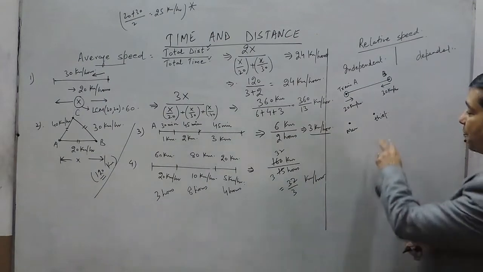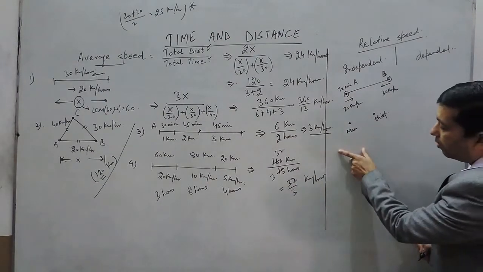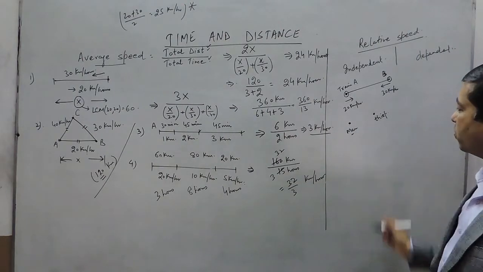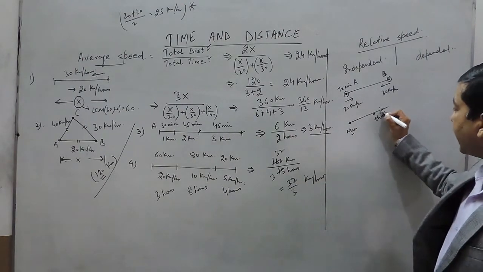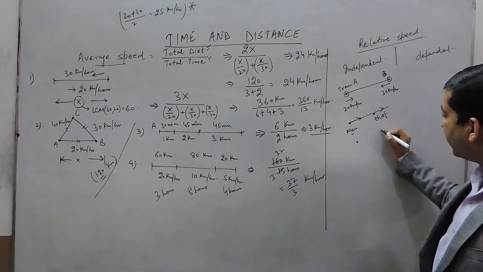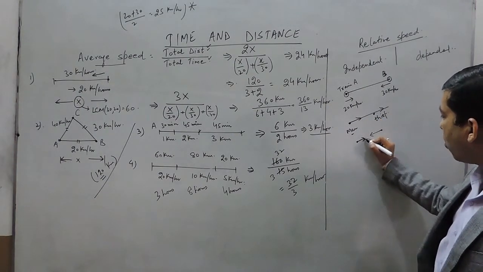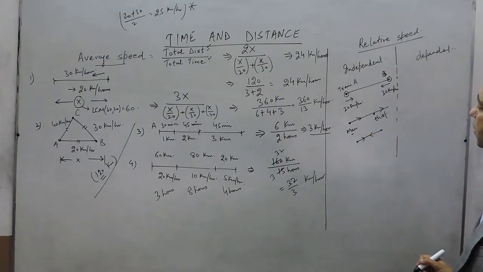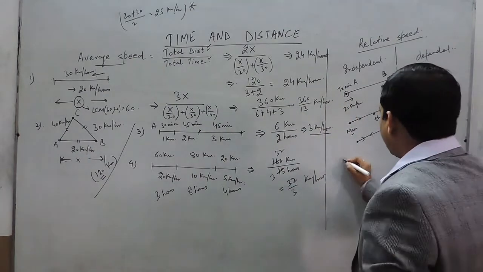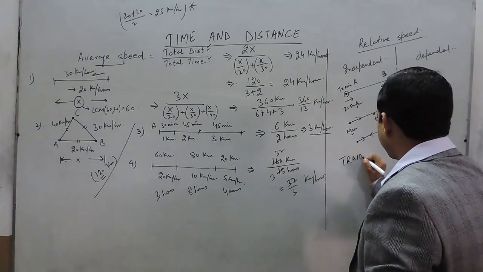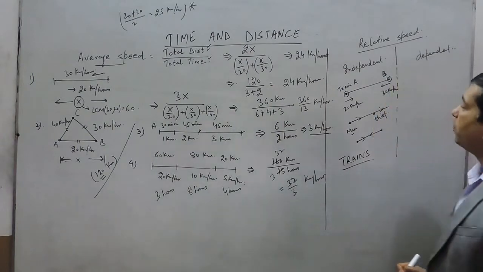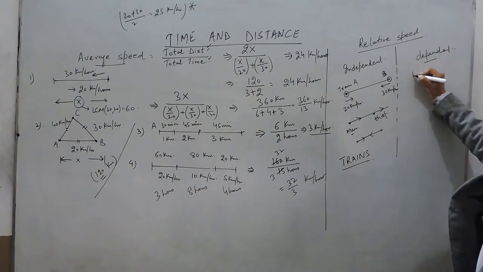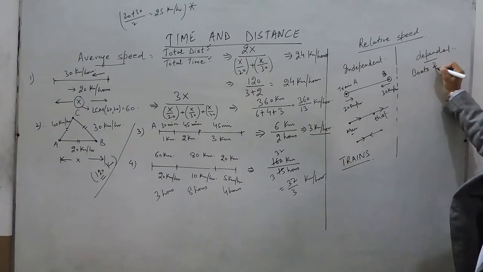So the speed of the thief will not make any difference to the speed of the man, or the speed of the man will not make any difference to the speed of the thief. So they can travel in the same direction, or these two people can travel in the opposite direction. So these are examples of independent motion, and here the questions of trains will be applied.